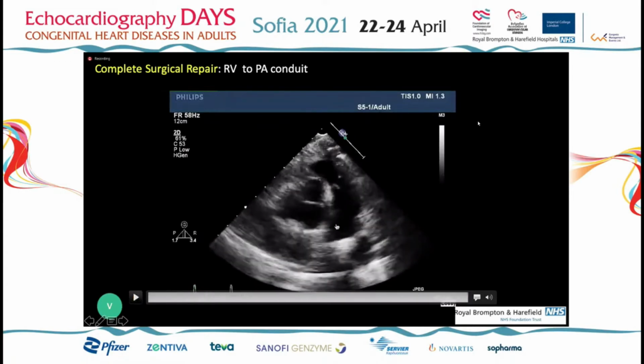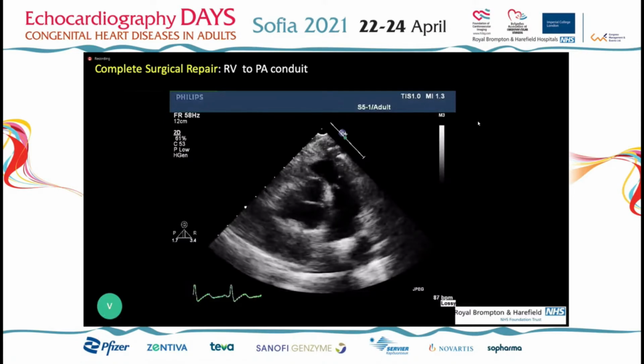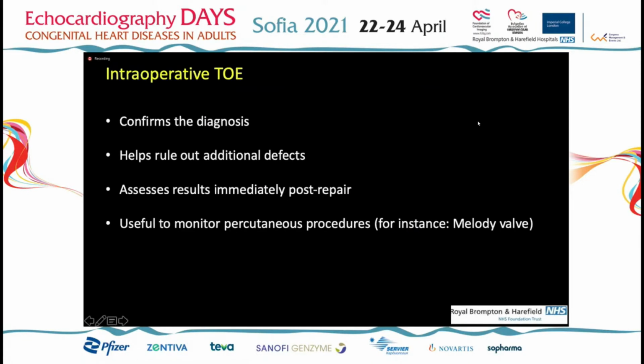So if we put a conduit between the right ventricle and the pulmonary artery, we sometimes leave the native outflow tract and then put the conduit on top of it. So if you do an echo and you see an outflow tract that is severely stenosed, it doesn't mean that the conduit is severely stenosed. It means that your child has two outlets. So you need to be very careful with that. And I recommend that you always go to the surgical notes before doing a scan on the patient for the first time.